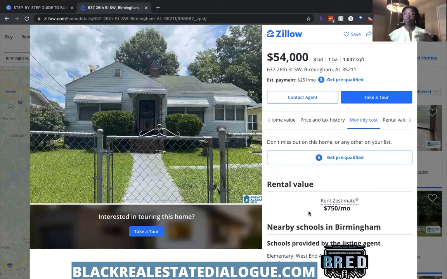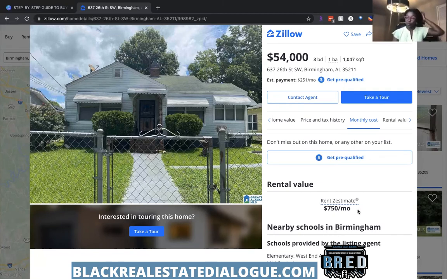So here we have a property listed at 54,000. According to our 1% rule, we would want it to rent for 540 or more. And guess what? It does potentially rent for more than the 540. This is estimated to rent at 750. So this meets our 1% rule. Again, see how we looked at 3 different markets. The first 2 markets' properties didn't look like they would be cash flowing. Here we have something that's way over the 1% rule.